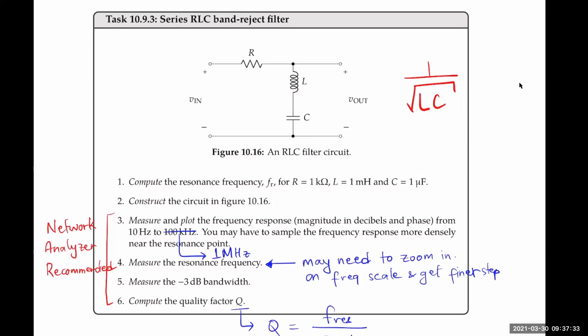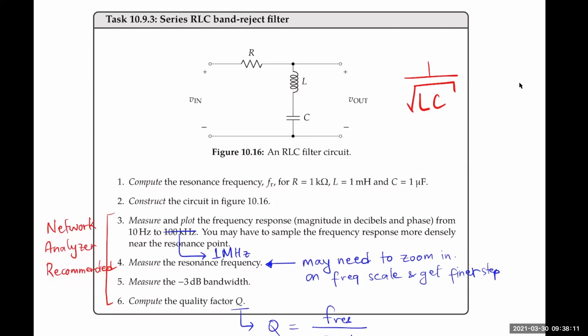Here, I'd just like to point out that it says to measure the frequency response for a range of 10 hertz to 100 kilohertz. Change that to 1 megahertz because you won't be able to see all of the features of the magnitude response by going only up to 100 kilohertz. So this whole thing you can do using the network analyzer, and I would highly recommend using the network analyzer and not the oscilloscope because it's going to be a lot of points that you need to take.